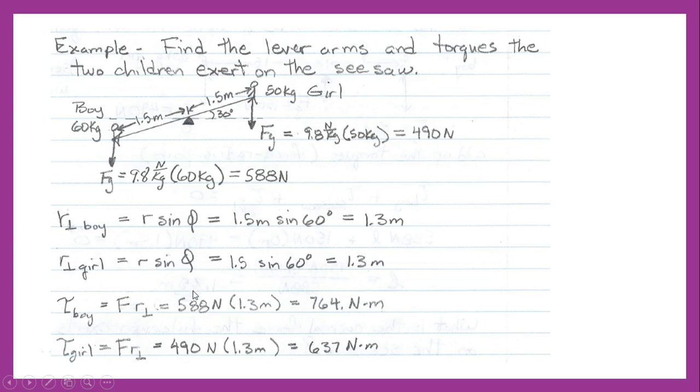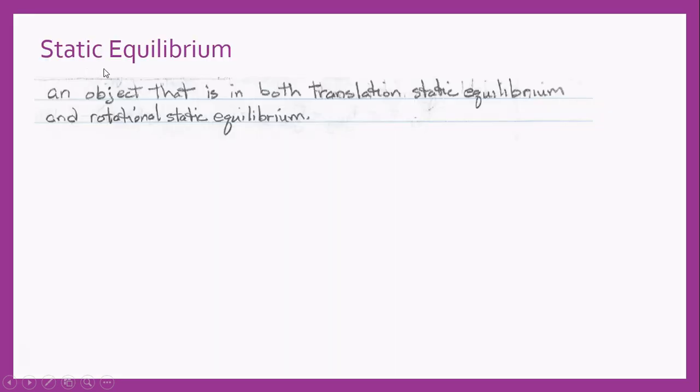Now let's move on to the torques, and we know that the torque is simply the magnitude of the force times the magnitude of the lever arm. In this case, the torques will not be the same, because while the lever arms are the same, the forces are not, and the boy has a greater torque applied to the seesaw, 764 Newton meters compared to the girl's 637 Newton meters. And so we have an unbalanced torque. We have a net torque in this direction, and it's going to cause the seesaw to rotate counterclockwise until it hits the ground. Let's move on and learn about static equilibrium.